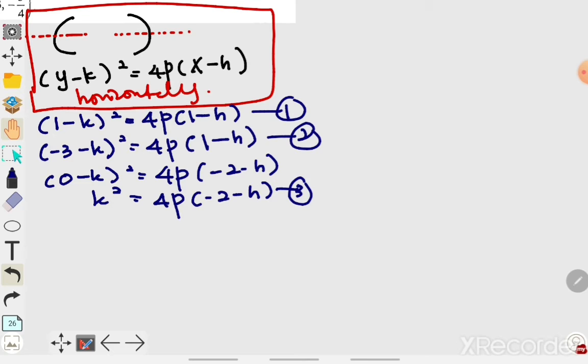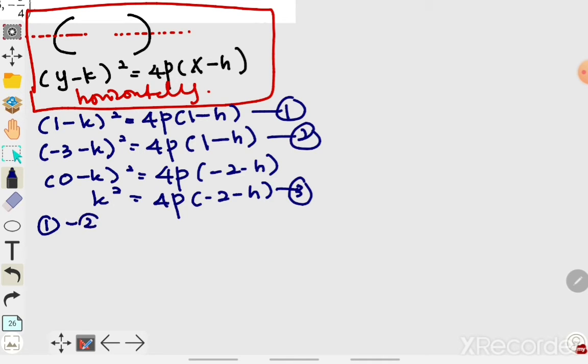So let's solve these three parameters. That's why they give us the three equations. How do we solve these equations? We look at the same parts. The same part is the first and second equation.